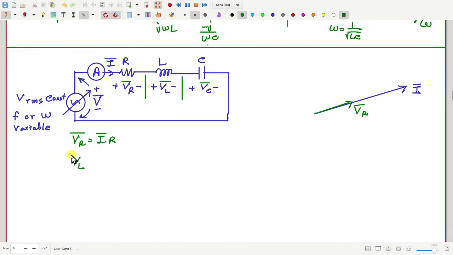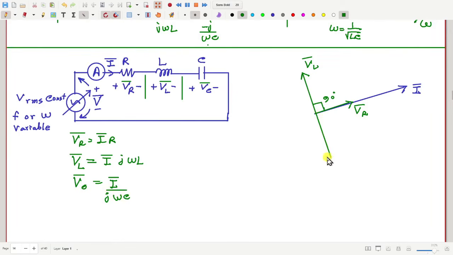Okay, then how will be this phasor VL? VL is I multiplied by j omega L. So it will be perpendicular, absolutely right. So it will be somewhere here. So this will be VL, this angle will be 90 degree. Okay, and how will be VC? That is I by j omega C. So that will be 90 degree in the opposite direction. This is VC.